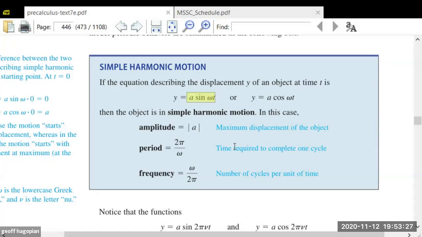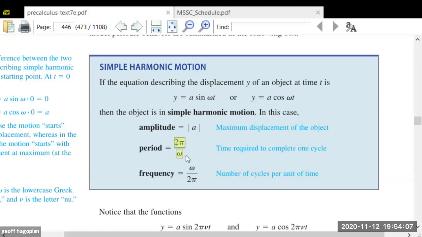But omega you can think of as the angular velocity, is what I want to say. The velocity at which you travel around the unit circle, right? And so if you're traveling around the unit circle at a speed omega meters per second, you multiply that by the number of seconds, and you have the distance you've gone around the unit circle, and that's the input to the sine or cosine function. And so the period is 2 pi divided by omega.